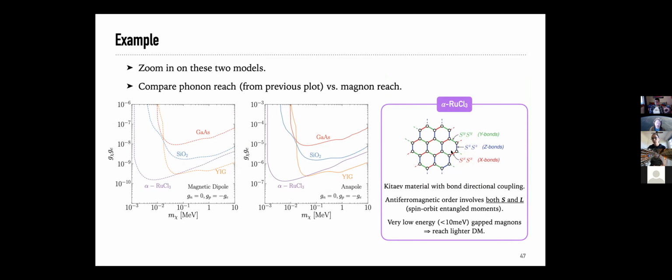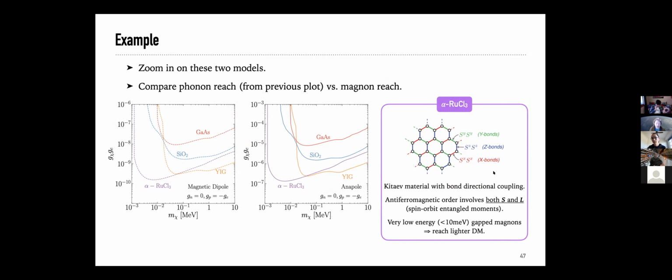Along a red bond, for example, it's only the X component of the effective ionic spins that couple to each other. And similarly for the Y and Z bonds. So this very special type of coupling has many interesting implications for various questions in condensed matter physics, such as spin liquids and novel phases. But for our purpose, we're actually taking advantage of some different aspects of this material.